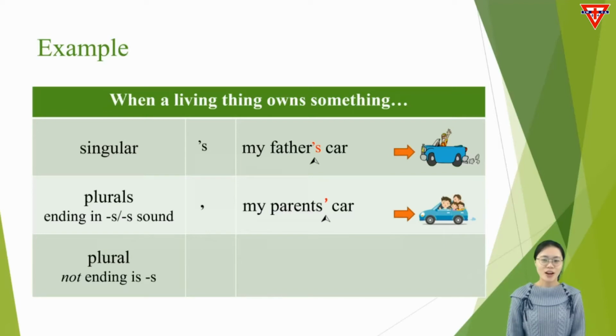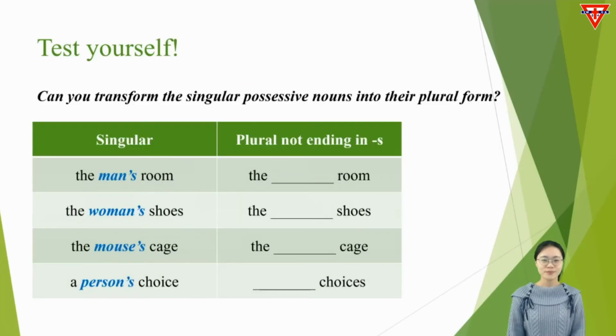My parents' car. Third, for plurals that don't end in S, the rule is the same as singulars. That's by adding an apostrophe and S. A child's mobile phone will be converted to children's mobile phones. Here are more plurals that don't end in S. Can you transform the singular possessive nouns into their plural form?